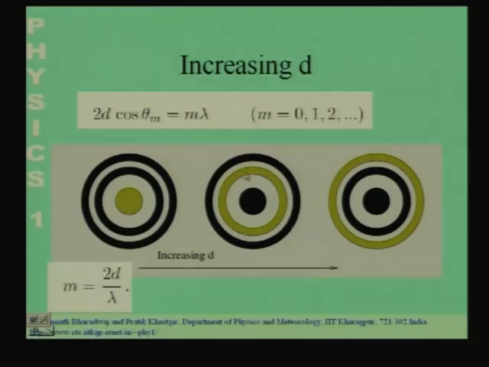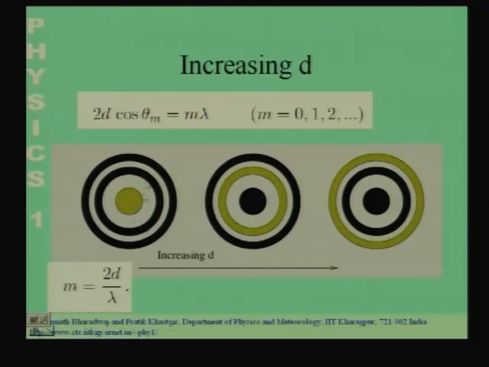It has gone to a larger value of theta. If you continue to increase d, this particular fringe is going to move even further out in the field of view. And if you keep on increasing d, this fringe is going to move out of the field of view. So, what you see is that as you increase d, a fringe of a particular order appears at the center, and then it moves outwards, and finally, it moves out of the field of view, right.